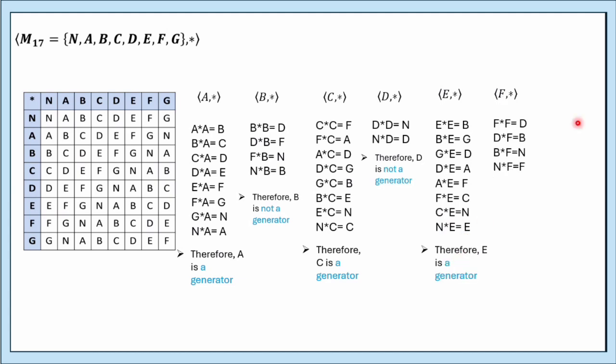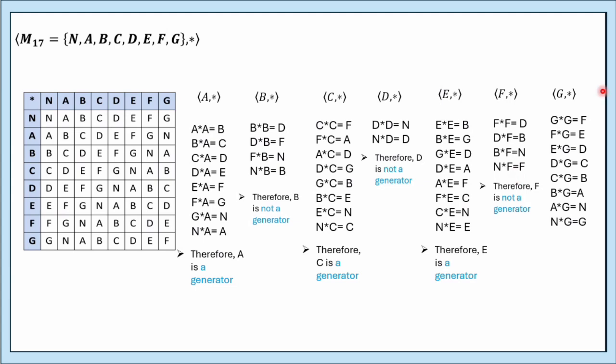For F, we have F star F is equal to D, star F is equal to B, star F is equal to N, and N star F is equal to F. Since F failed to generate all the elements of the set, F is not a generator.